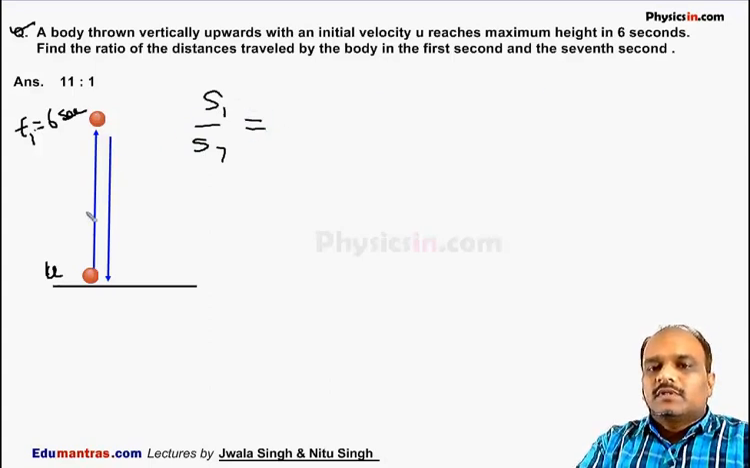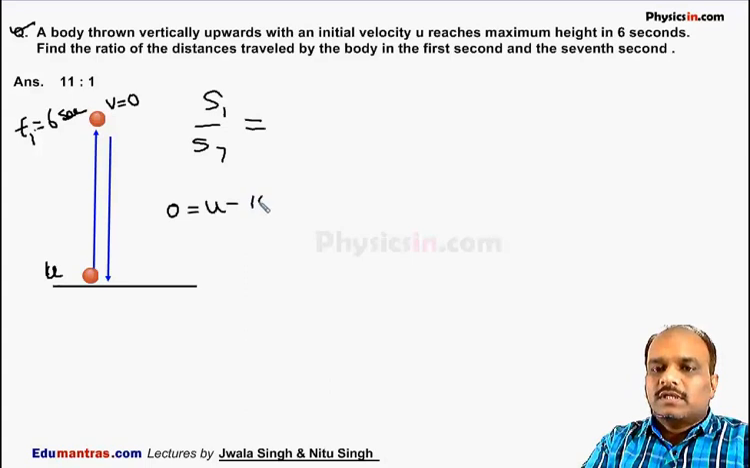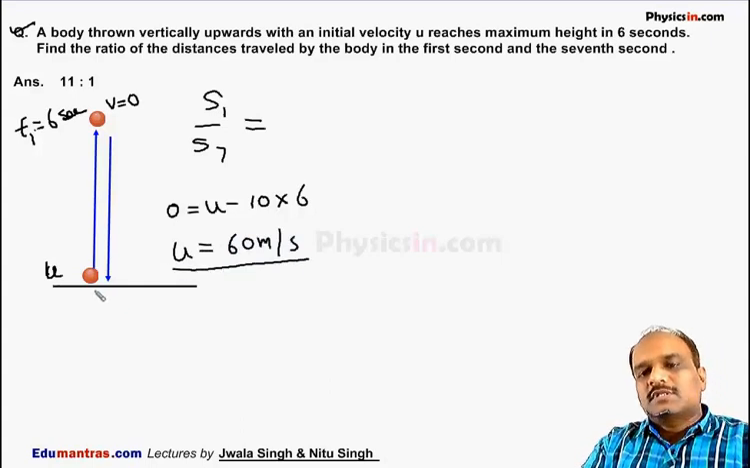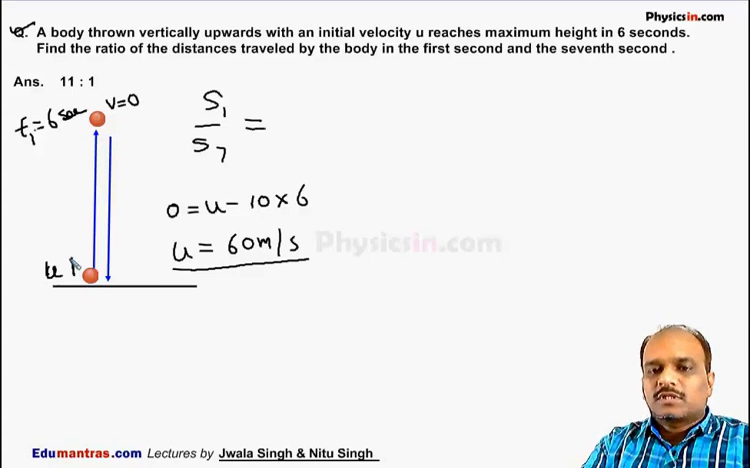S1 and S7. Now as we know, the final velocity here is 0. So for the upward journey we can say final velocity 0 is equal to u, which is not known, minus a, means 10, times the time, 6 seconds. So from here we get u is equal to 60 meter per second. So speed of projection of the ball is 60 meter per second. So this ball is projected with a speed of 60 meter per second.